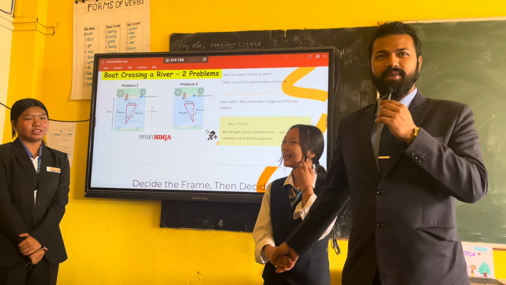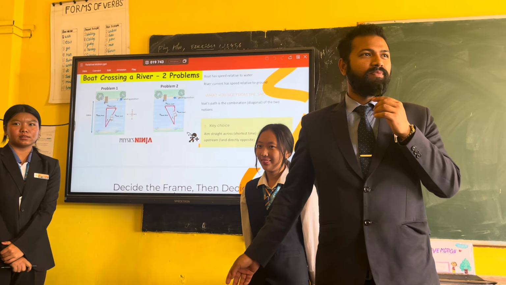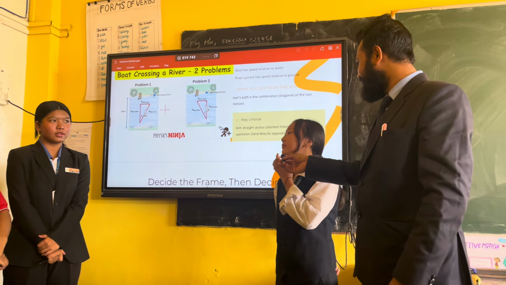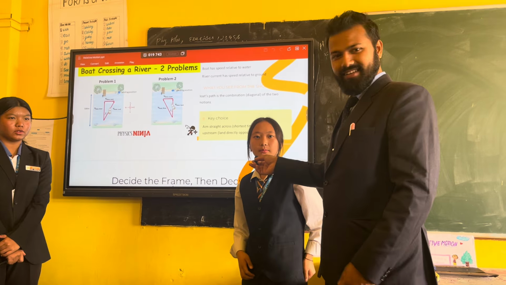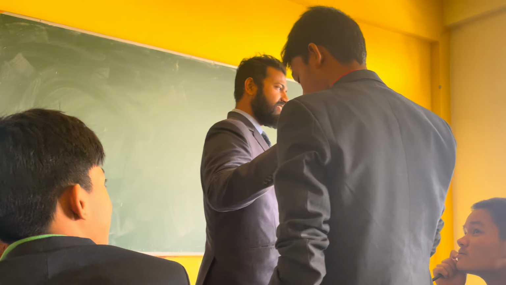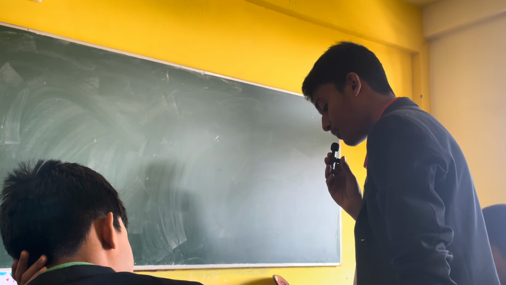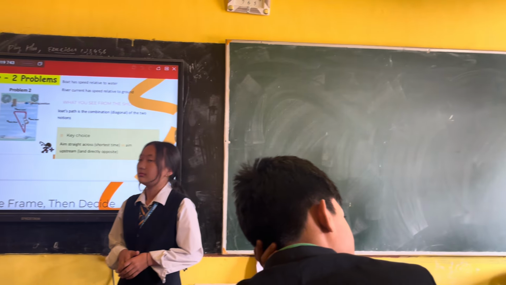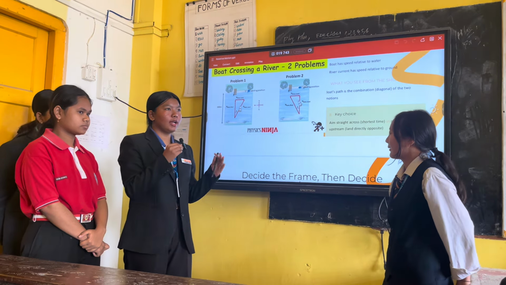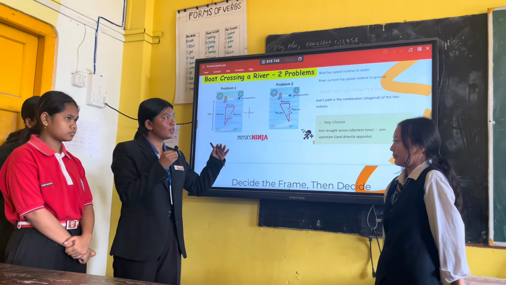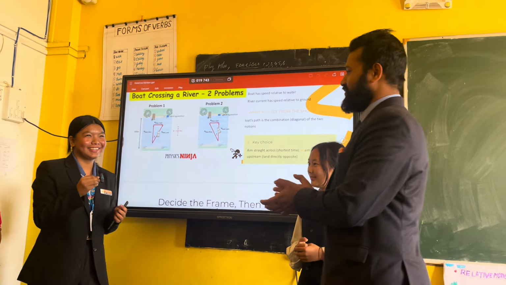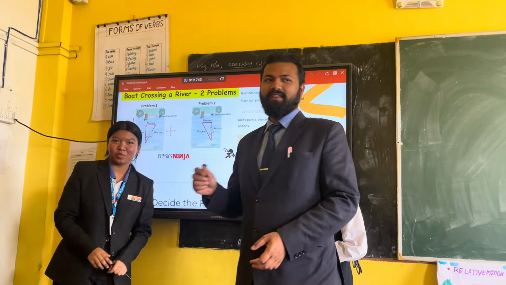Any question regarding this topic? Relative motion. What is motion? Okay, one question from here. Why does motion need a reference point? Whether an object is moving or at rest depends on the observer. So the observer is the reference point. That's why we need a reference point. Very good. Any question?